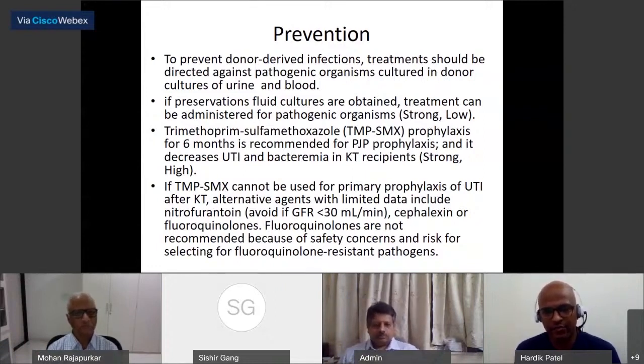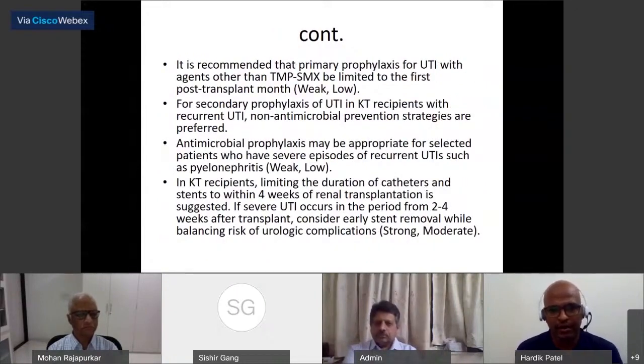In certain groups of patients where trimethoprim cannot be used for prophylaxis of urinary tract infection, alternative agents can be used, but data is very limited: nitrofurantoin, cephalosporins, and fluoroquinolones. But again, fluoroquinolones, because of the high resistance problem, should not be used, and these agents should be used only for the initial few months, not more than 2 months post-transplant. These two initial things I have already covered.